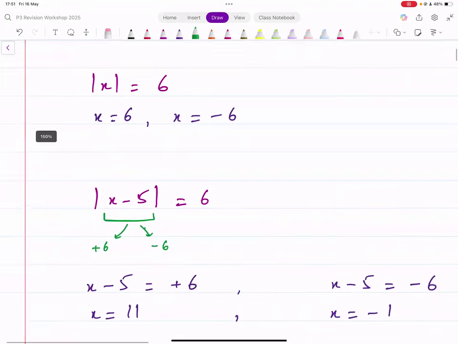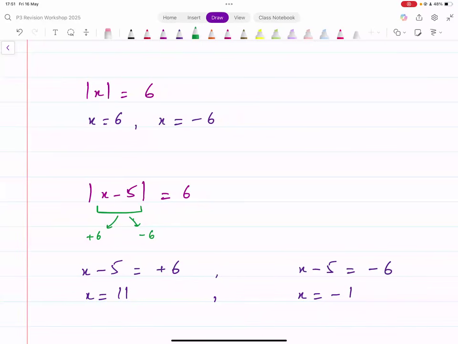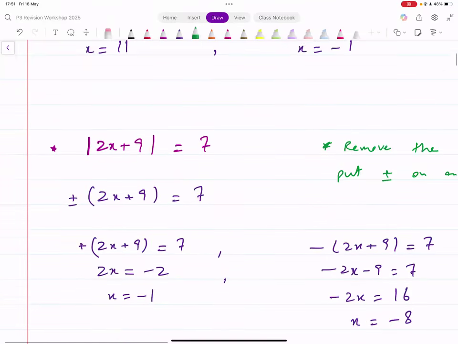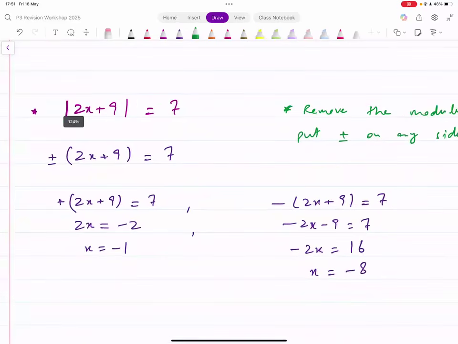Now, you need to be able to solve equations involving the modulus function. For example, if you have modulus x equals 6, then that means x is either equal to +6 or -6, because both of them will give you the same result. Now, a lot of times, the equations that you have to solve are more complicated than this. For example, you might have something like |2x + 9| = 7. How do you solve such equations? This is how you would solve equations like this.